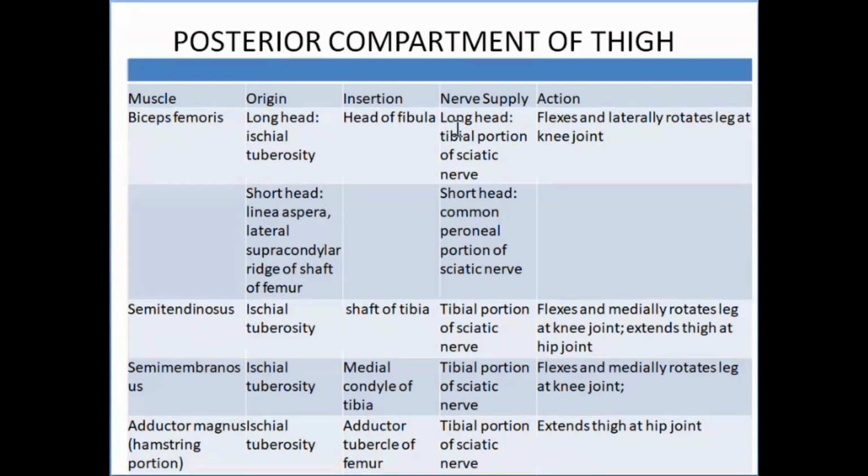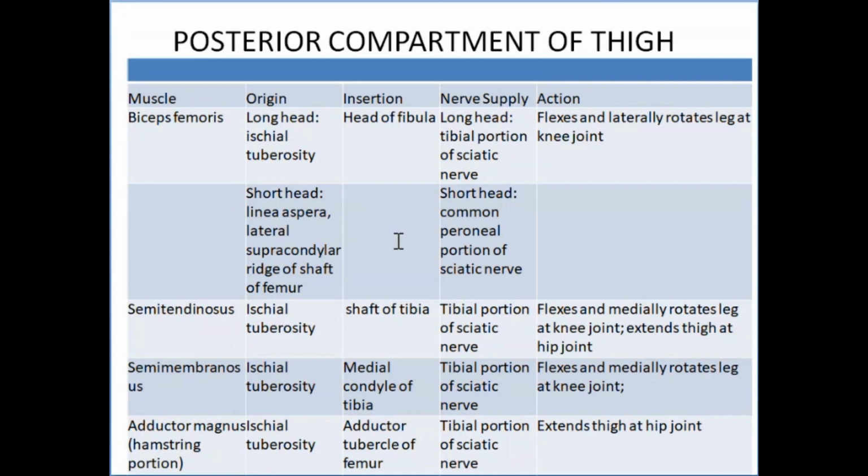So what about its nerve supply? If you remember, the sciatic nerve divides into two parts, tibial and common peroneal. So these muscles are supplied by the tibial part of the sciatic nerve, except the short head of the biceps, which is supplied by the common peroneal nerve.